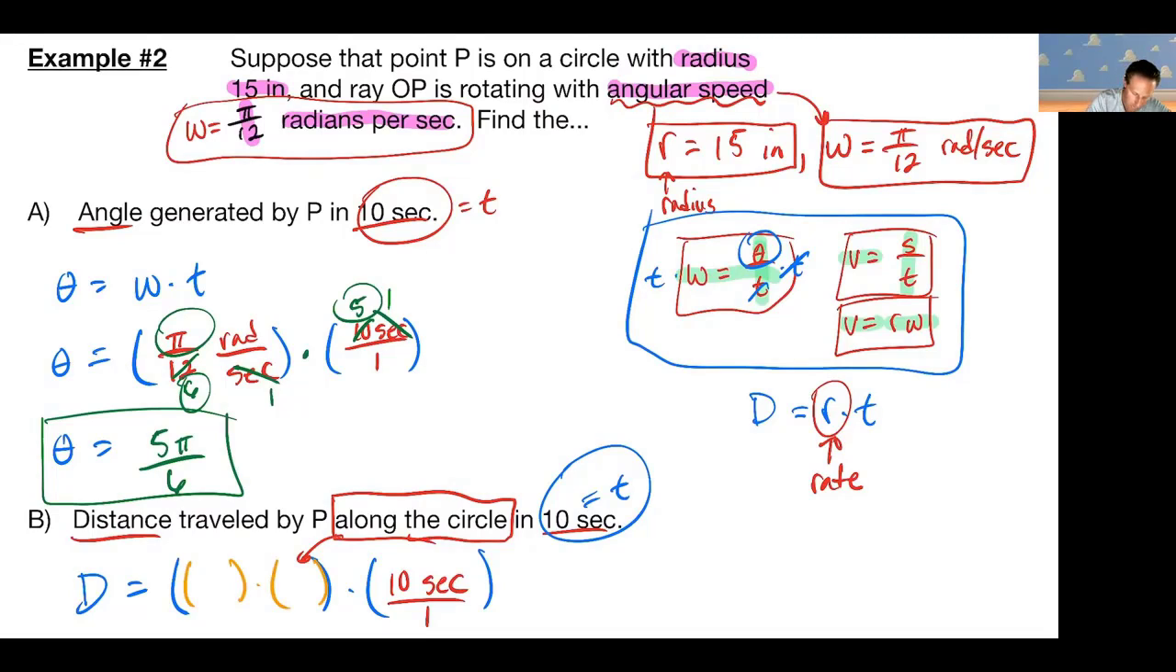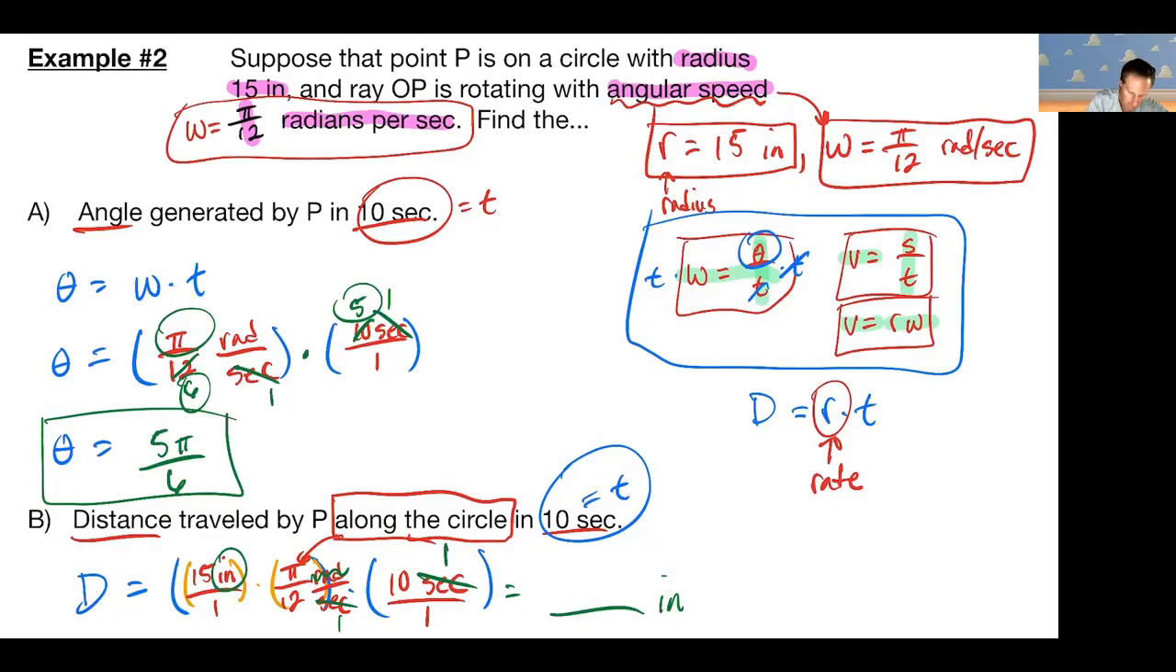And the radius they told us for this one was 15 inches, and the angular speed again was pi over 12 radians per second. Putting everything in fraction form allows me to then start canceling the seconds from top and bottom. That's a 1, and that's it. No other units, don't need radius, so the answer is going to definitely be so many inches.